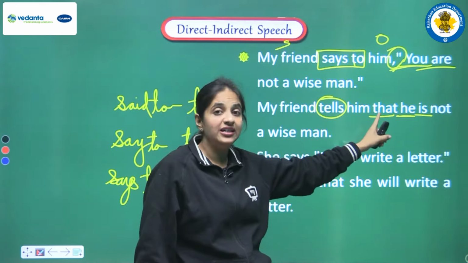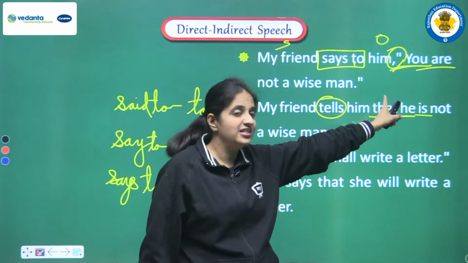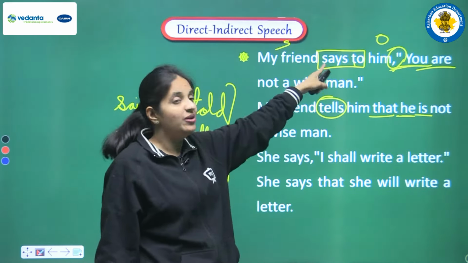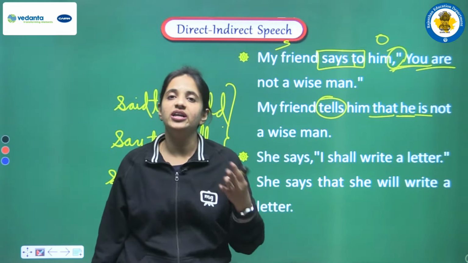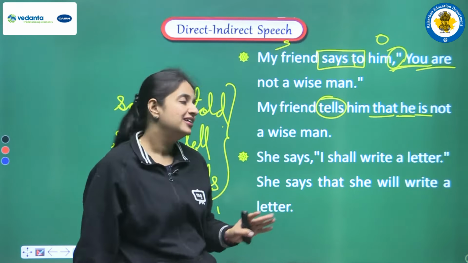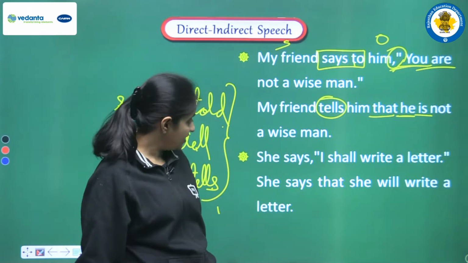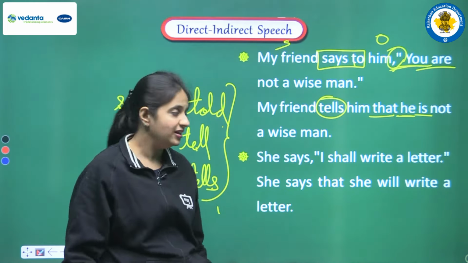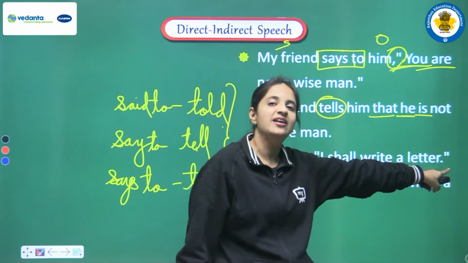We are adding one conjunction. We are doing the changes in the pronoun, but we are not doing changes in the tense because we are having present tense here in the reporting verb. Clear? Next example, she says, I shall write a letter. Again we are having an assertive sentence because it's a simple statement. We are having a full stop.